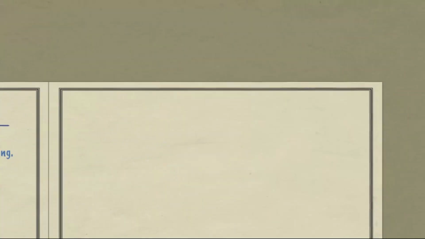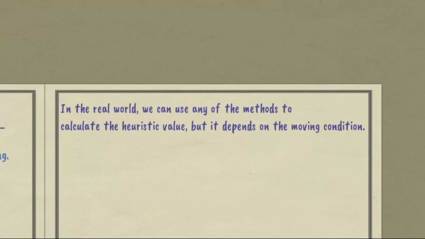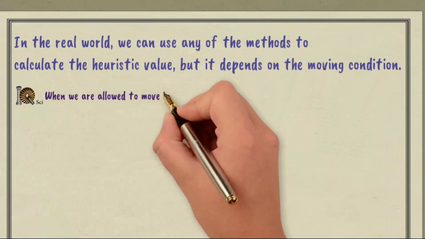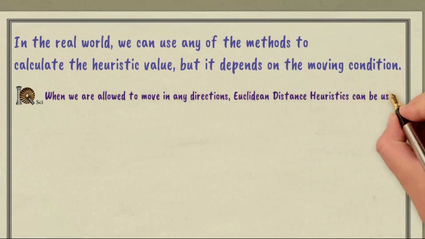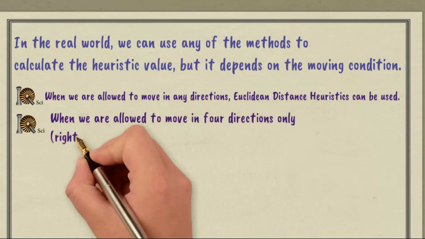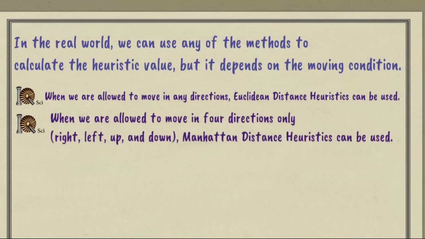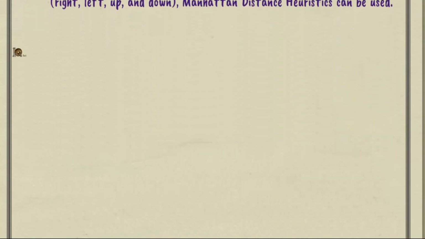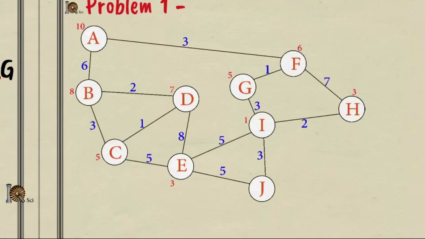In the real world, we can use any of the methods to calculate the heuristic value, but it depends on the moving condition. When we are allowed to move in any direction, Euclidean distance heuristics can be used. When we are allowed to move in 4 directions only, right, left, up, and down, Manhattan distance heuristics can be used. In the upcoming examples, heuristic values would be given as assumptions.